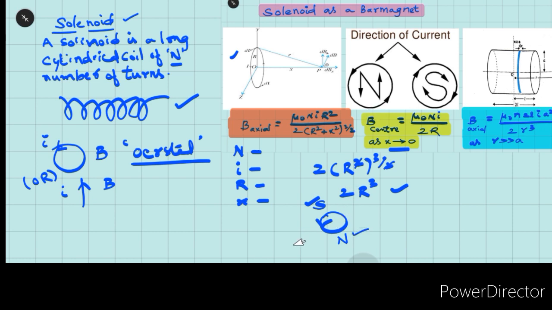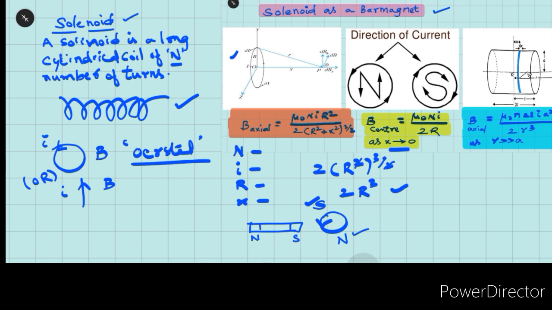So the coil behaves as a bar magnet which possesses north and south poles. These two poles are always together. There is no monopole existing in nature. Now our aim is to prove that a solenoid which is carrying current I can behave as a bar magnet.